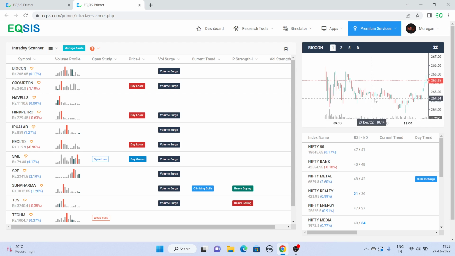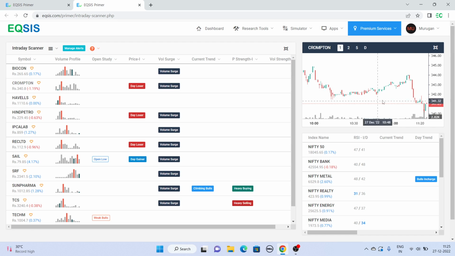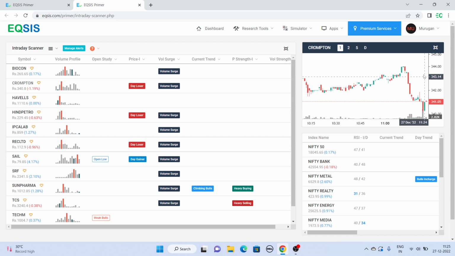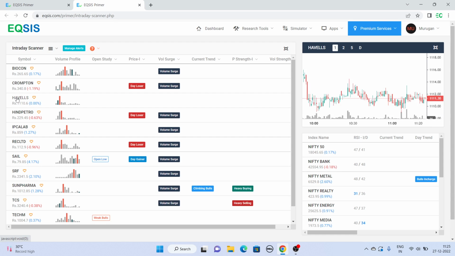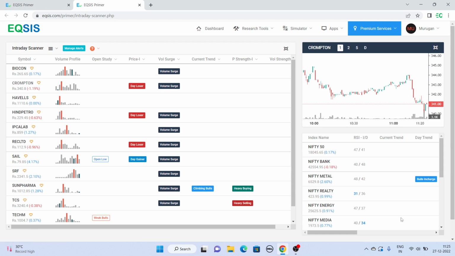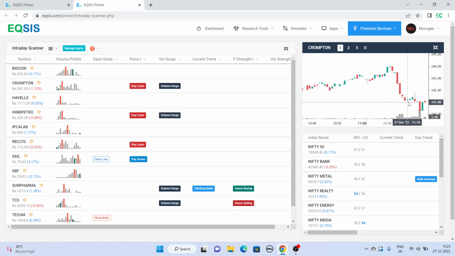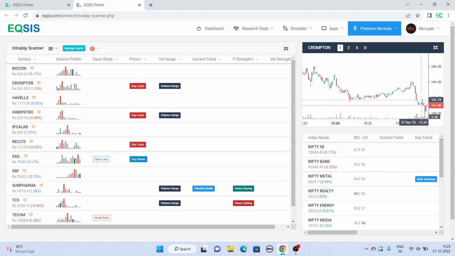I did see that Biocon moved up. Crompton, yes, was coming all the way down. Look at this, Crompton was moving all the way down, and it is having a sudden volume surge. Havells, okay, Havells is not, but Crompton, having a high volume, may lose the momentum of price going down. So Havells is not a great time to short now.